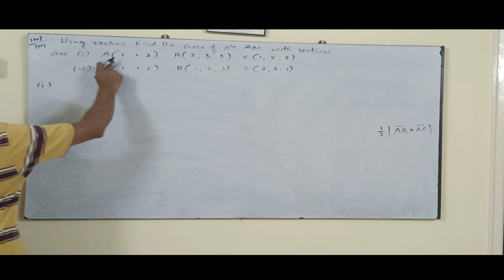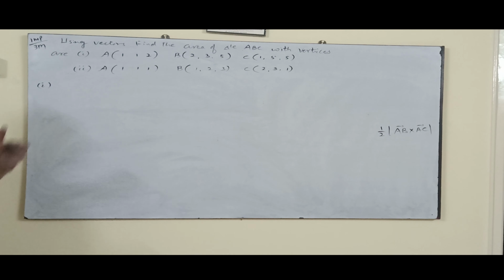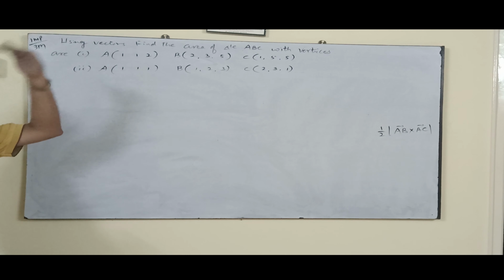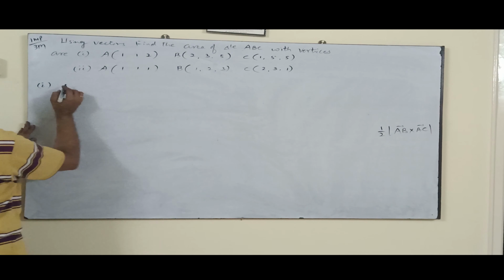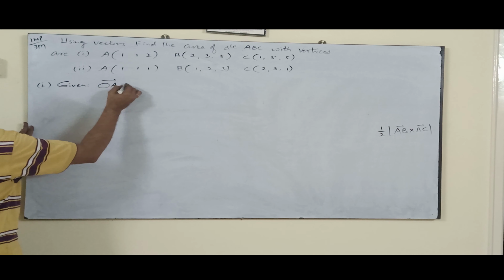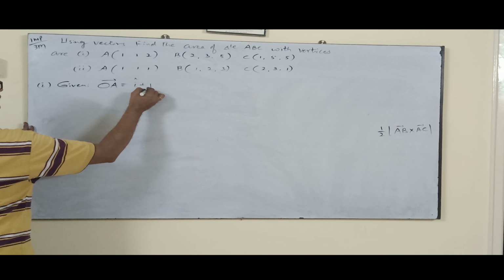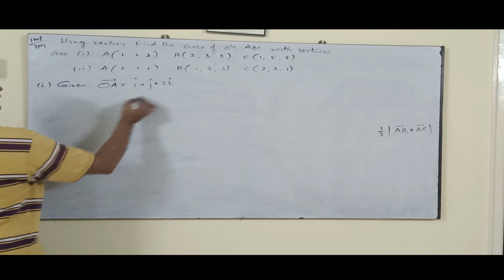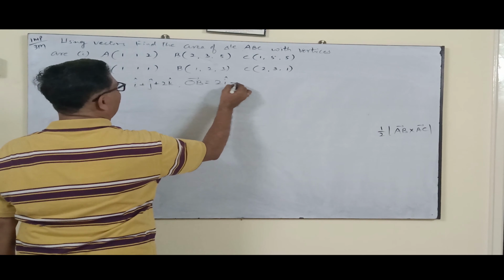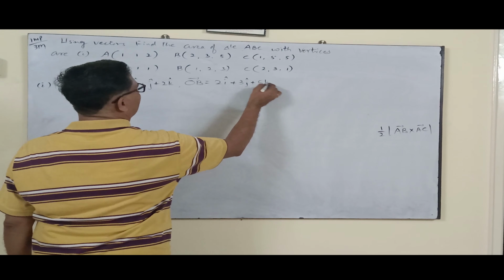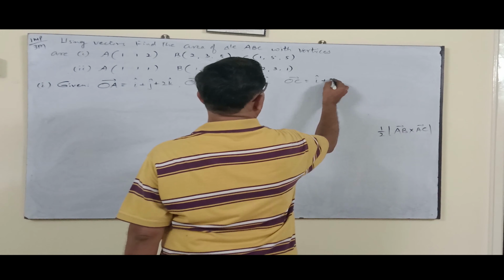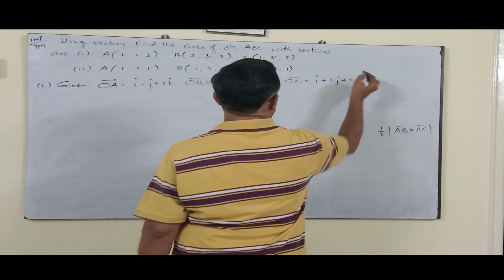Now here the first problem. Three points are given: A is the point 1, 1, 2, B is the point 2, 3, 5, and C is the point 1, 5, 5. Convert the points into position vectors. A is the point 1, 1, 2, so position vector OA is equal to 1i plus 1j plus 2k. Then position vector OB is 2i plus 3j plus 5k. C is the point 1, 5, 5, so position vector OC is 1i plus 5j plus 5k.